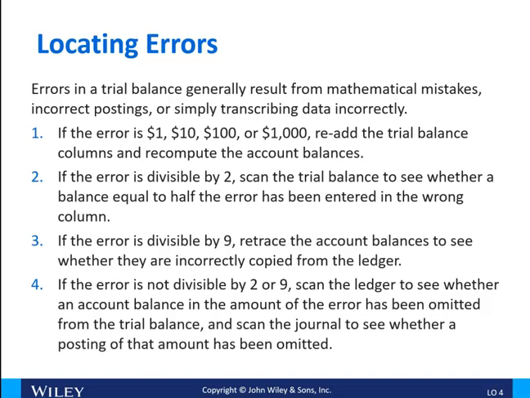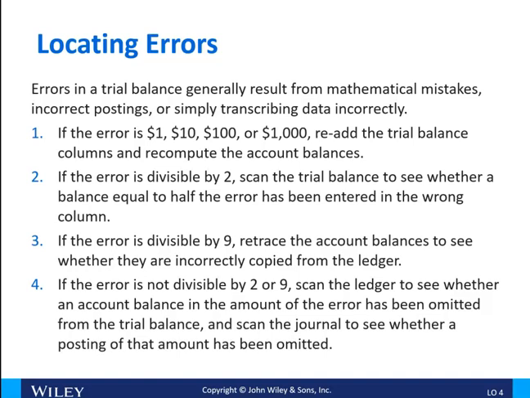Locating errors. Errors in a trial balance generally result from mathematical mistakes, incorrect postings, or simply transcribing data incorrectly. So here are some things you can look at and think about if your trial balance doesn't balance. If the error is $1, $10, $100, or $1,000, just re-add the trial balance, the different columns, and then go back and recompute each account balance. So it could just be a simple adding error.